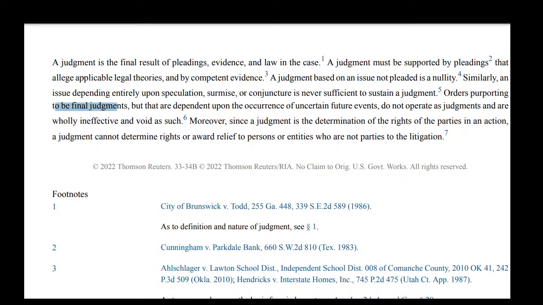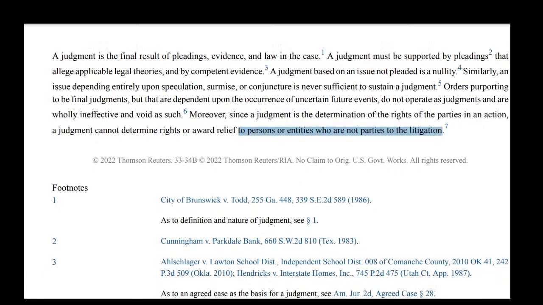Orders purporting to be final judgments, but dependent upon the occurrence of uncertain future events, do not operate as judgments and are wholly ineffective and void as such. Uncertain future events. Moreover, since a judgment is the determination of the rights of the parties in an action, a judgment cannot determine the rights or award relief to persons or entities who are not parties to the litigation. Okay, very clear here to define the boundaries.